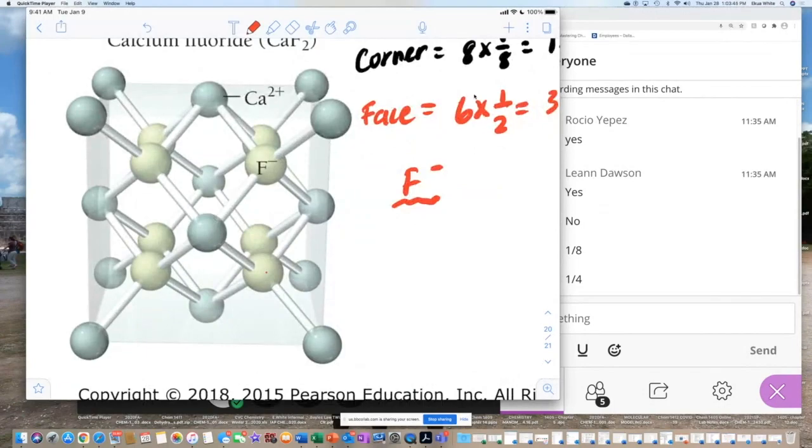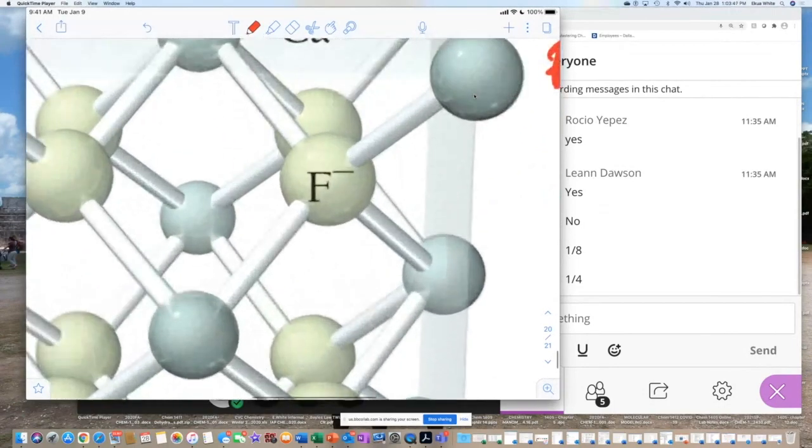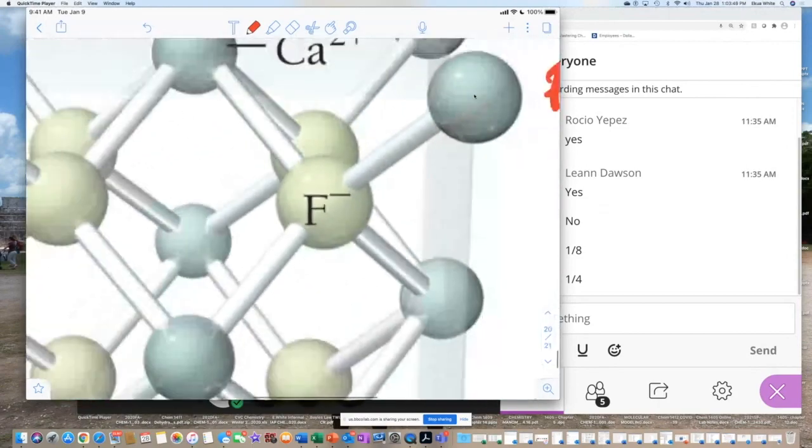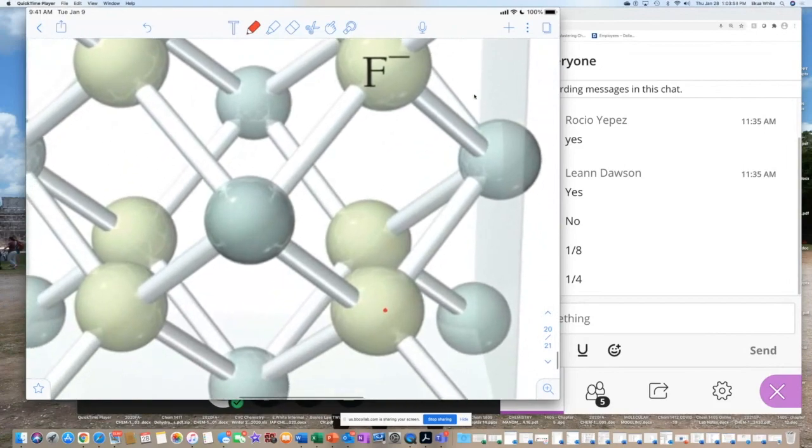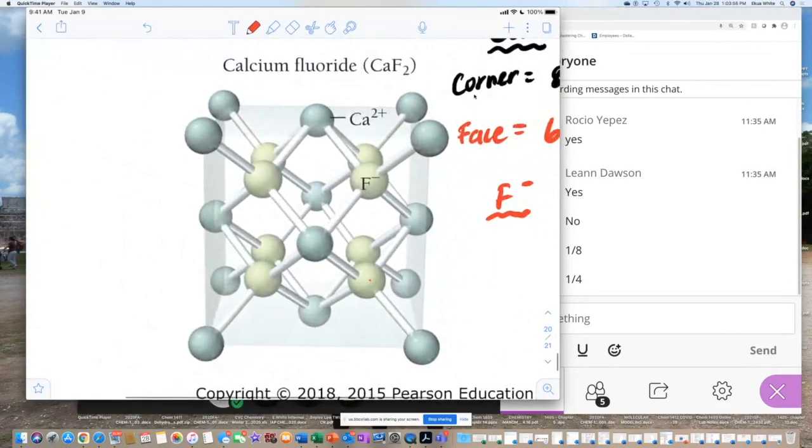Okay, now I'm looking at these. I'm not seeing any fancy shadows. There is a reflection, but it's not really a shadow. I'm not seeing any shadow on these. So I think they're all in the middle. Plus, you see how the bonds kind of converge on them? So I'm pretty confident they're in the middle.